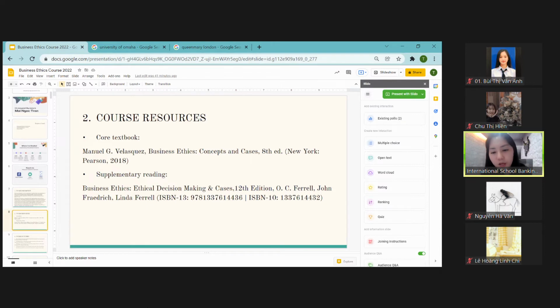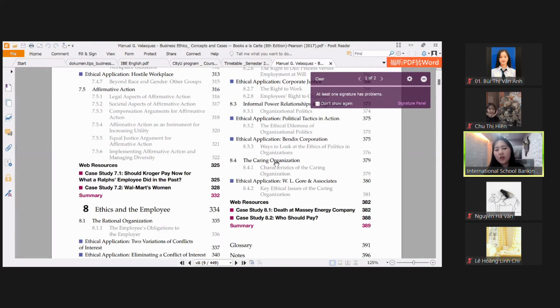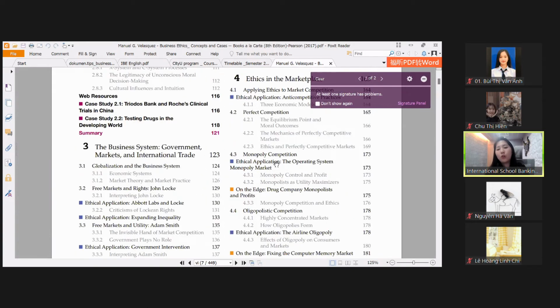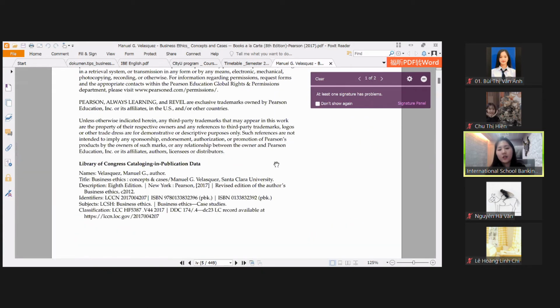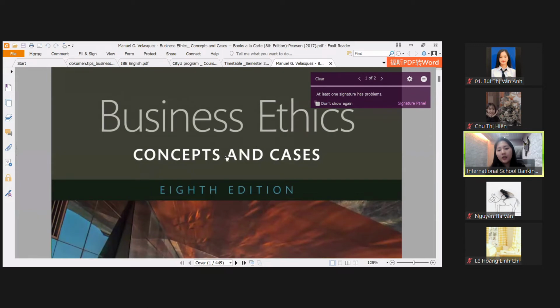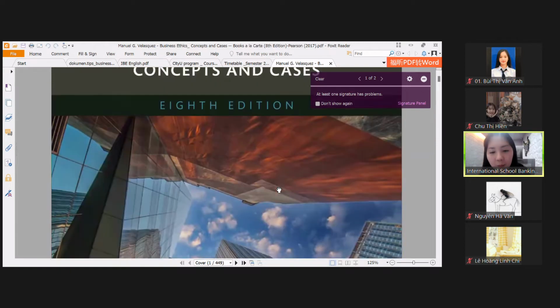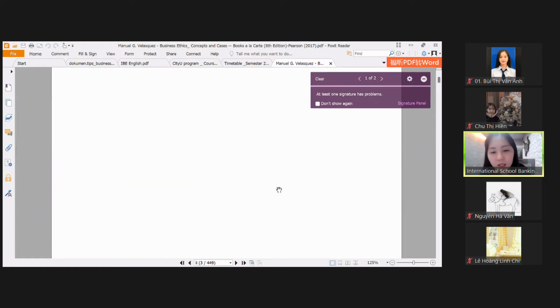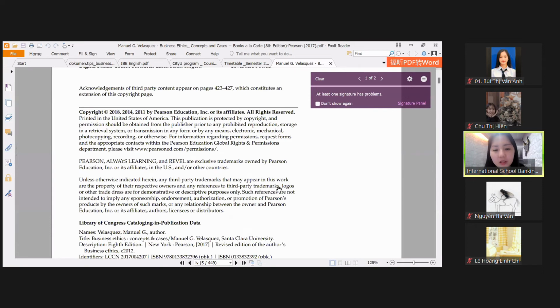Okay, I will let you see the textbook. I will also upload all the information related to our course tonight to your Google Classroom. Okay. So it is the textbook Business Ethics, Concepts and Cases, 8th edition. Right now, I believe it has already been updated to the 9th edition, but I can only get access to the 8th edition. And it has in total 8 chapters.